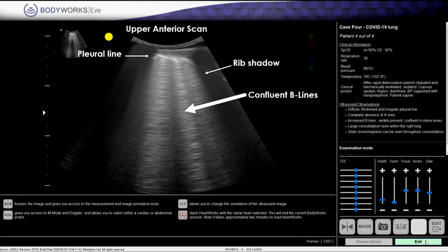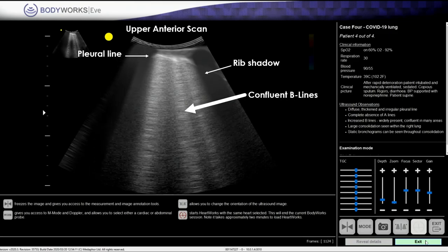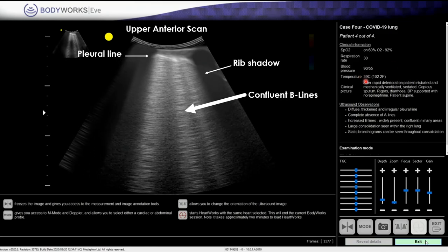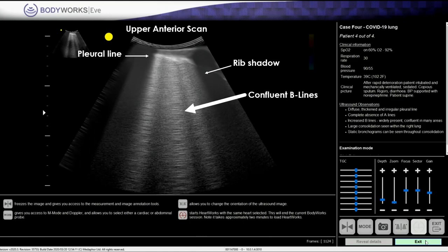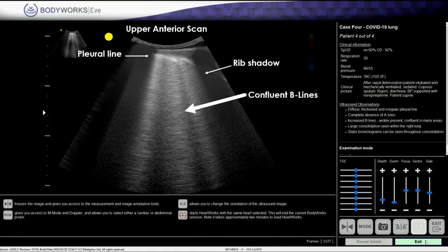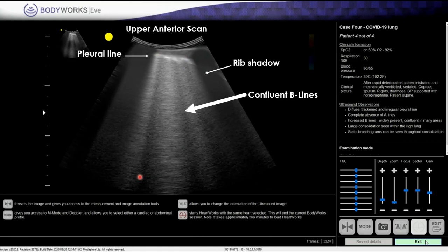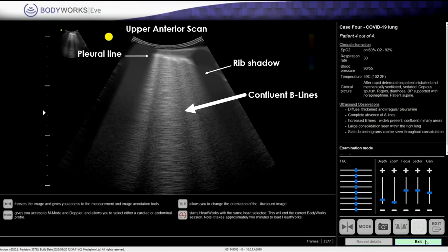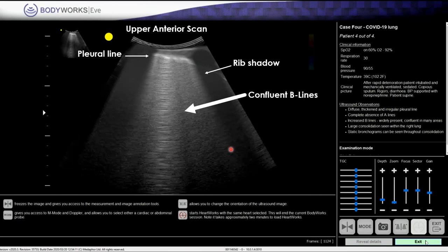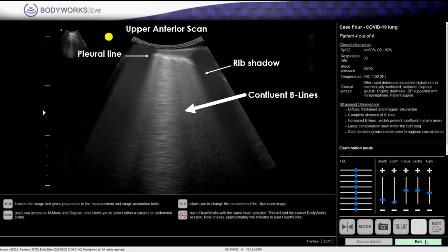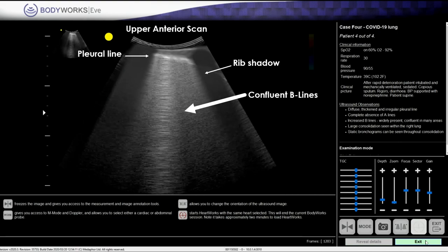This is an upper anterior scan. You've got a patient that's really got a temp of 102.2. They've been intubated to provide support. Very thick pleural line, very thick confluent B lines as well. You can see the rib shadow here. And we're going to get a couple more scans on this same patient.